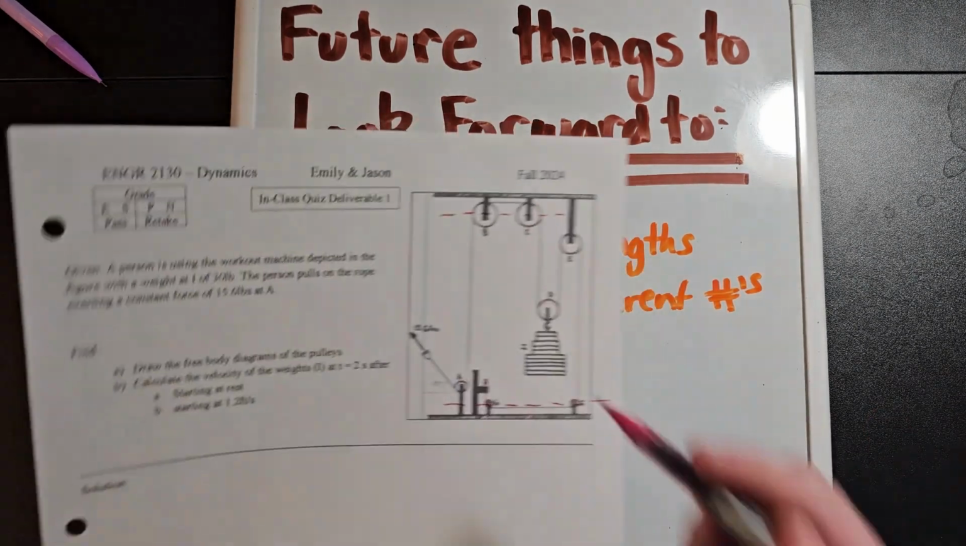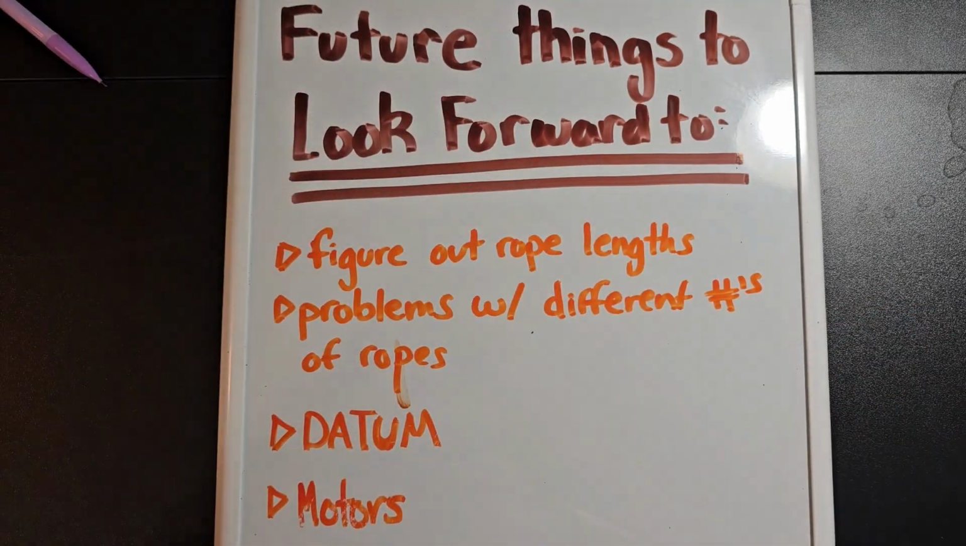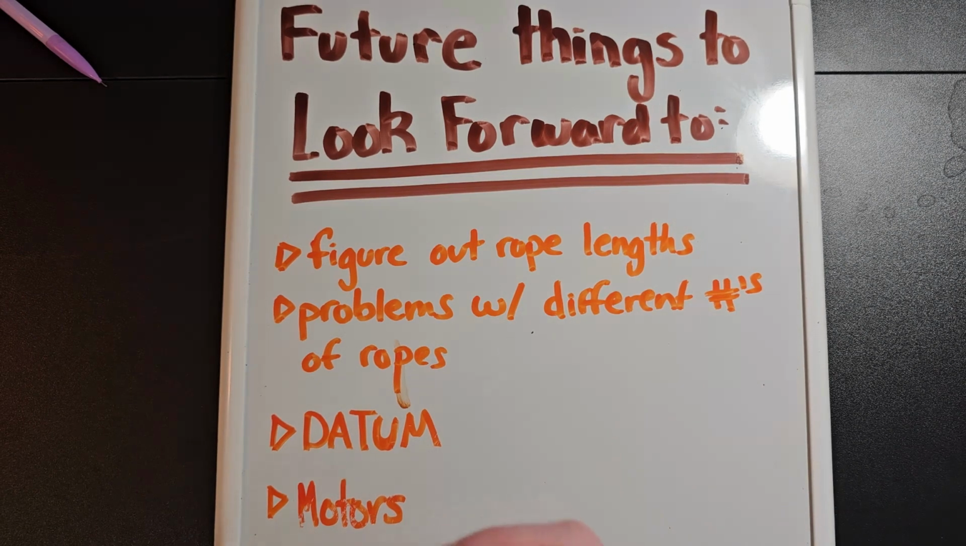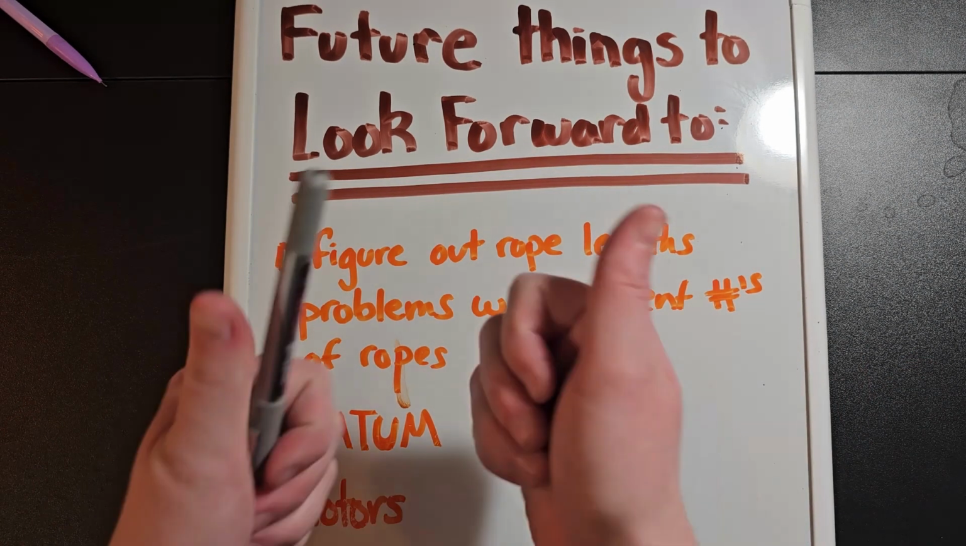I'll show you an example of why a datum is important and how it helps you solve the lengths in just a second. Then you also get to look forward to different numbers of ropes, because the problem that we just did only had one rope, but you can also solve with multiple ropes and multiple tensions, and then you also get to look forward to motors.